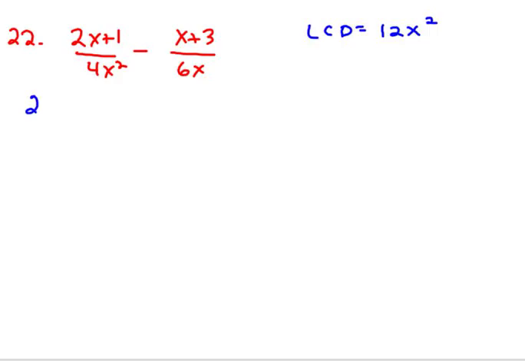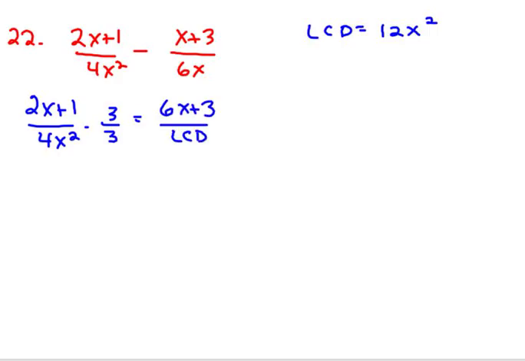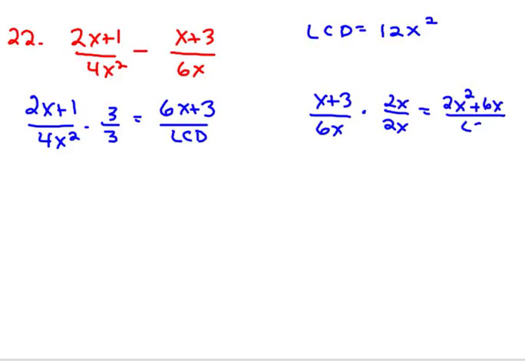So let's look at this first fraction. Comparing its denominator with the LCD, you see we need to multiply top and bottom by 3. Distribute the 3, you get 6x plus 3 over the LCD. Let's do the same thing with the second fraction, x plus 3 over 6x. Comparing its denominator with the LCD, you see we need to multiply top and bottom by 2x. Distribute that, and you're going to get 2x squared plus 6x over the LCD.